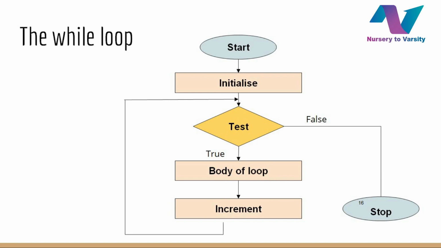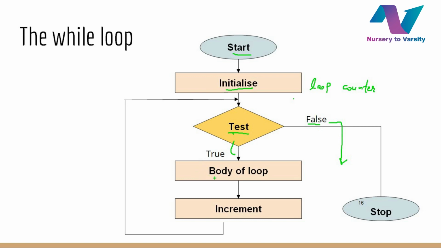The operation of the while loop is shown in the flowchart. First, we will start our program. Then, we will initialize our counter, and this counter variable is called a loop counter. This is the test condition to enter into the loop. It will check the condition. If the condition is found to be true, then it will enter into the loop. Else, if the condition is found to be false, then it will stop.